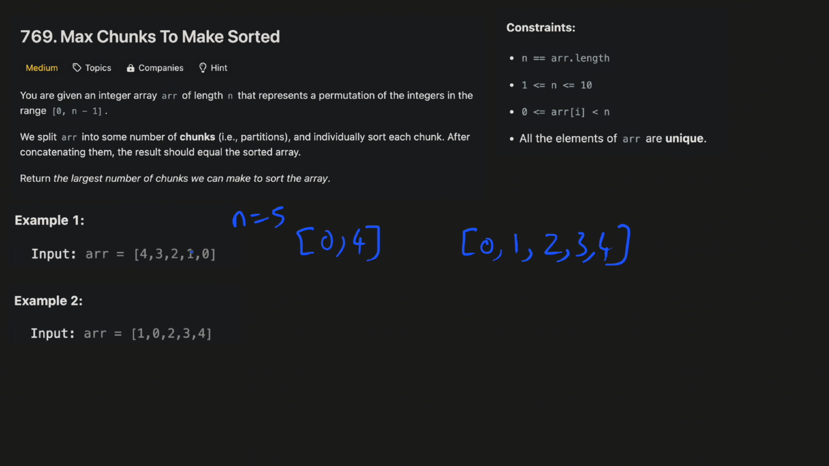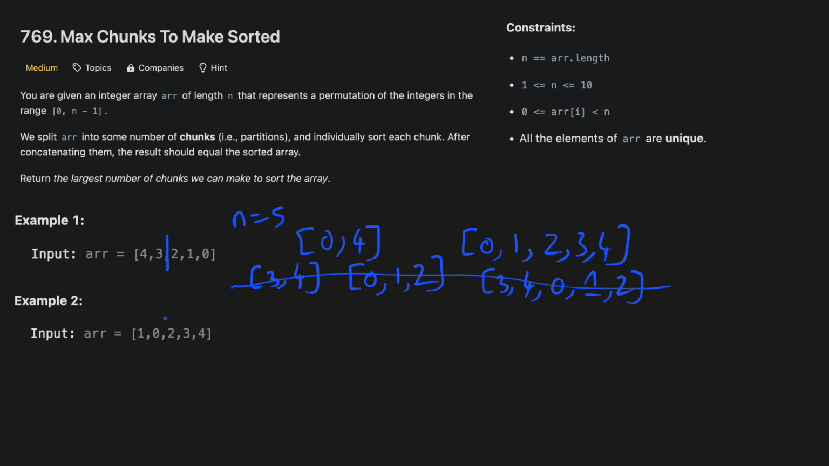But if we try to split this array into chunks, say for example between 3 and 2, then this chunk will be sorted. We will get 3, 4 and this chunk will be sorted. And now when we concatenate these two chunks, we will get the output as 3, 4, 0, 1 and 2, which is not sorted. And no matter how we partition this array and sort and concatenate the chunks, we will never get a sorted array back.